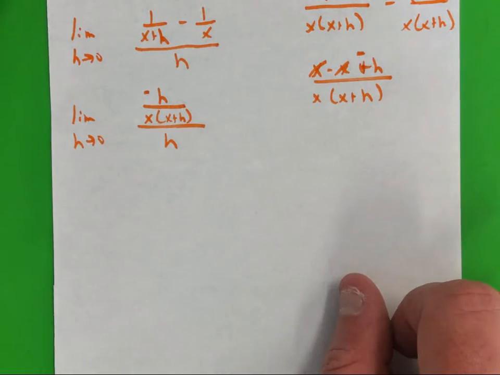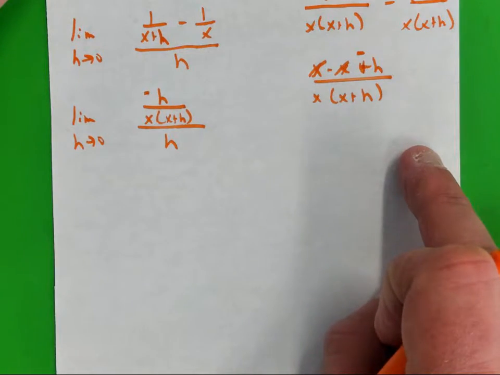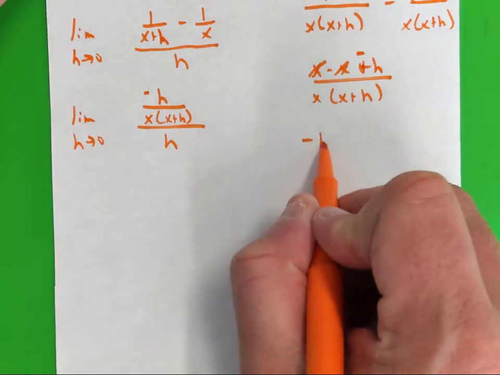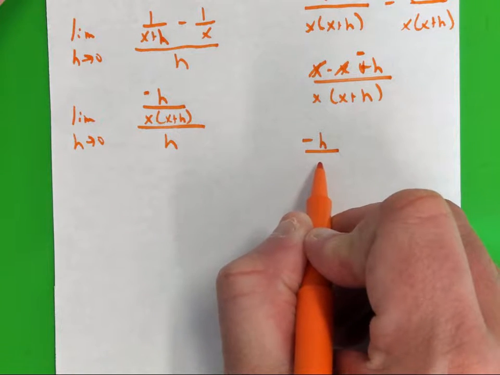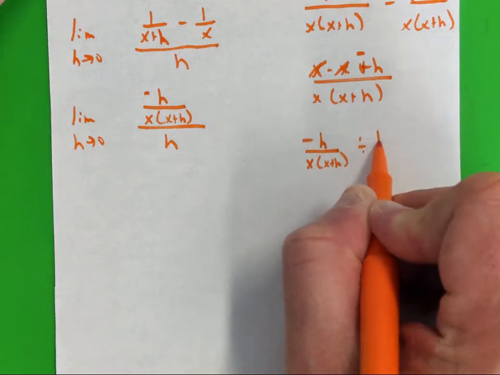Now, that's a little complicated, a fraction like that, isn't it? So would it be in your best interest to come to the side and write out what this division means? Yes. I'm going to come over here: negative h over x times x plus h, divided by h.